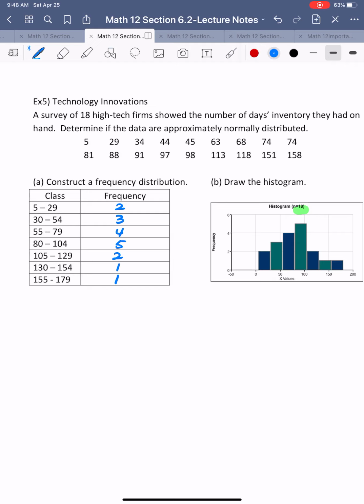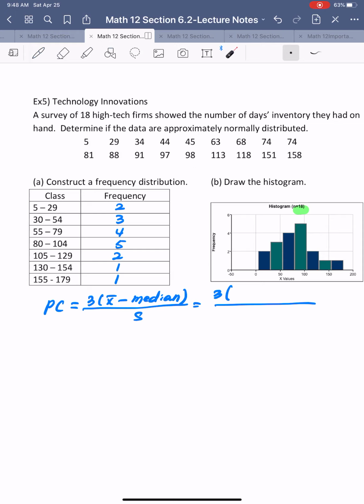So we can use the formula for the Pearson coefficient of skewness to determine if the distribution is significantly skewed. I'm using PC equals 3 times (x bar minus median) divided by s. The mean is adding all the data values together and dividing by 18, and you get 79.5.